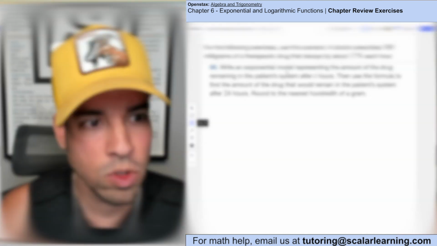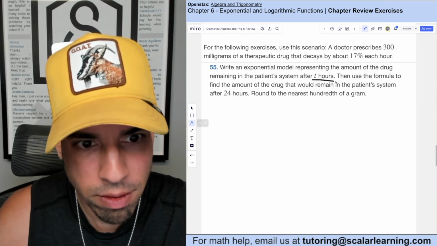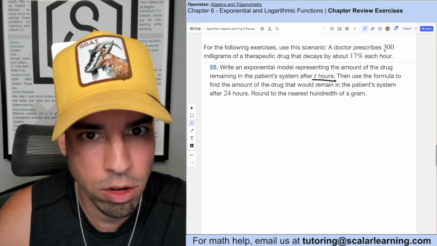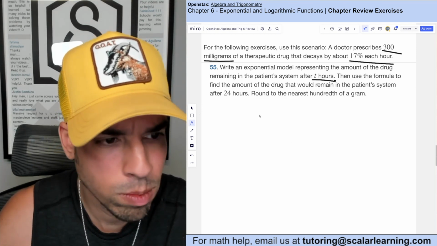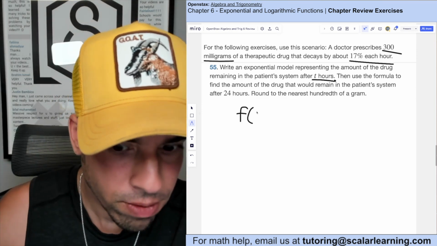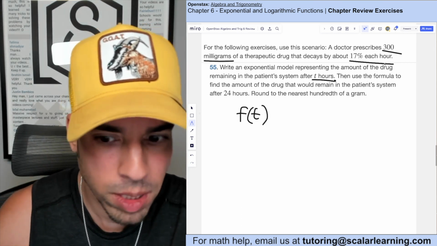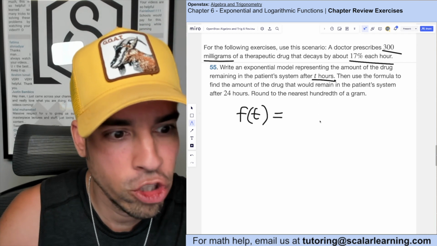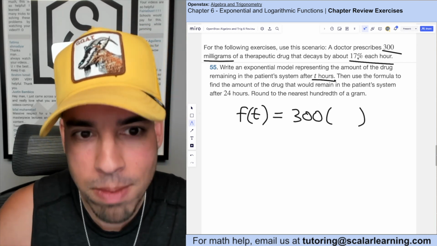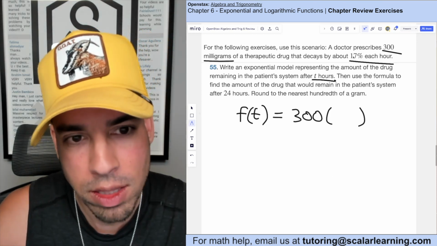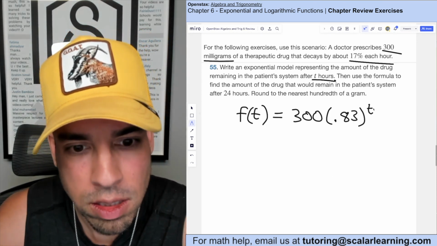Boom. So this question says to write an exponential model representing the amount of drug remaining after t hours. So it's based on this scenario where we start with 300 milligrams that decays by this much. So we're starting with f as a function of t, where t is time and time is going to be in hours. And then we start with our initial value, which is 300 times the decay rate, which is 1 minus 0.17, right? That's 1 minus this in decimal format, which is 0.83, and then it's to the t power, right?